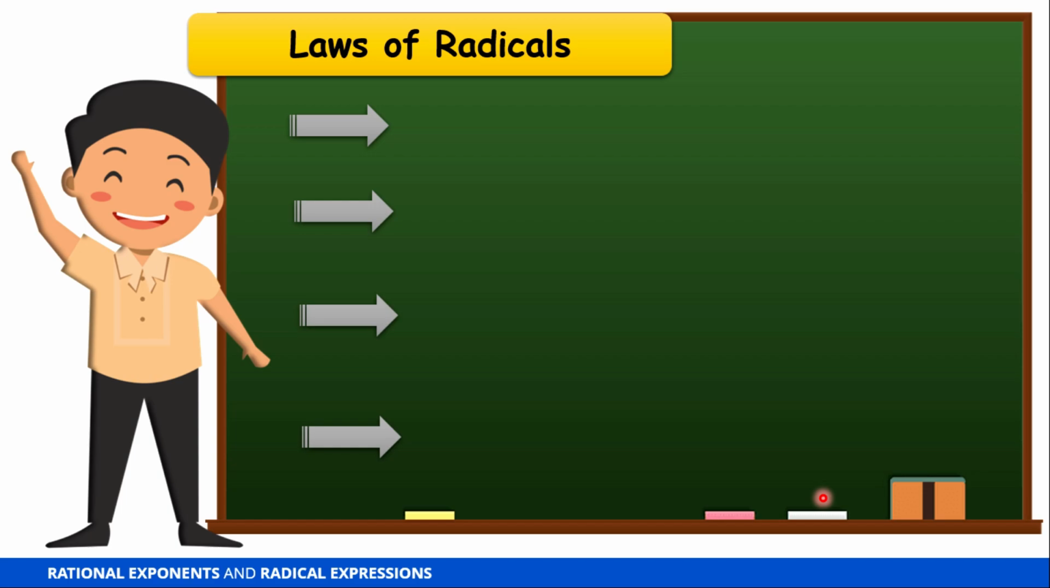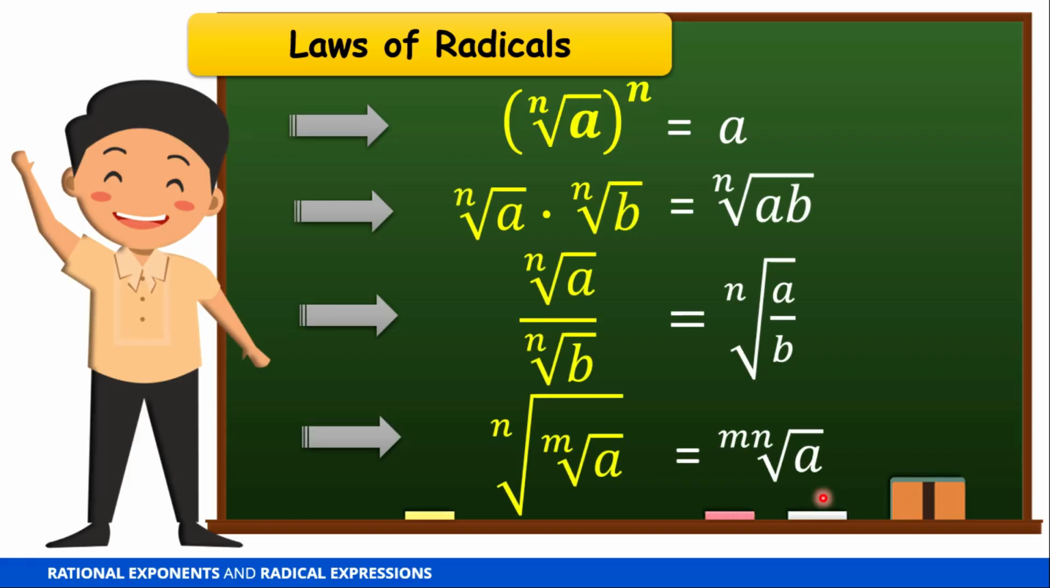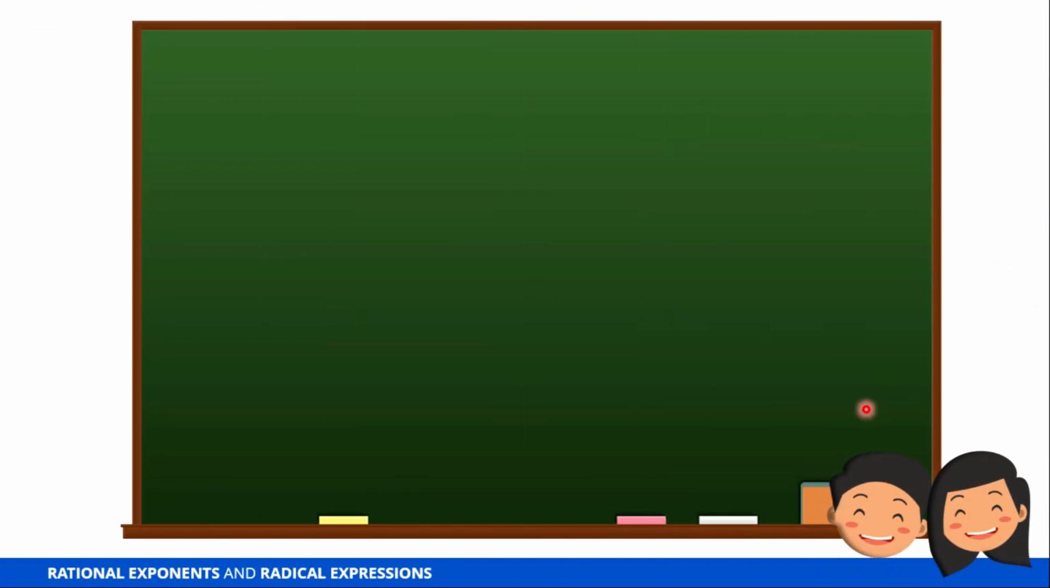Now, let's proceed to the laws of radicals. So, mayroon tayong 4 na i-discuss na laws of radicals. Okay? At ito yung mga yon. Isa-isahin natin ang mga ito. Sa first law ng radical na i-discuss natin, we have here the nth root of a raised to n.